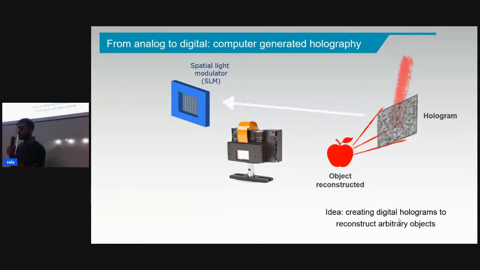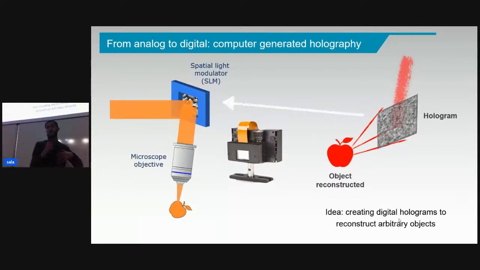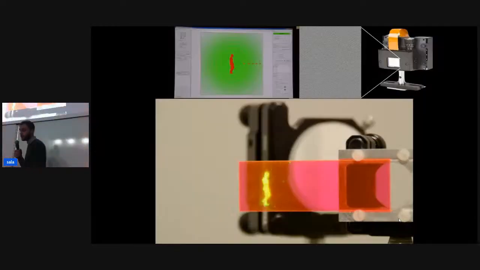And since we know the laws of propagation of light, which is basically Maxwell's equations, we can now calculate with the computer the phase hologram that we want to apply on our spatial light modulator in order to reproduce the scene that we want in our microscope. And this is the way it experimentally works.